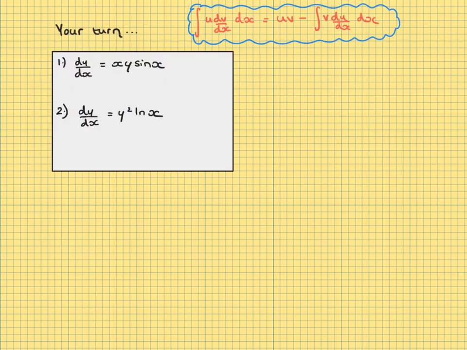So here are two examples for you to try yourself. In both cases, integration by parts will be required, and I've left the formula up there at the top for reference. Have a go at these yourself and then check the answers.